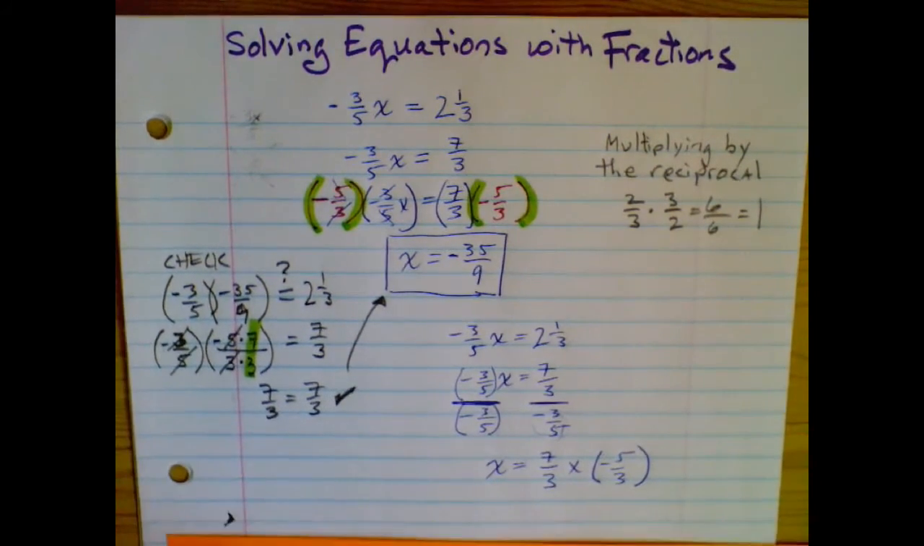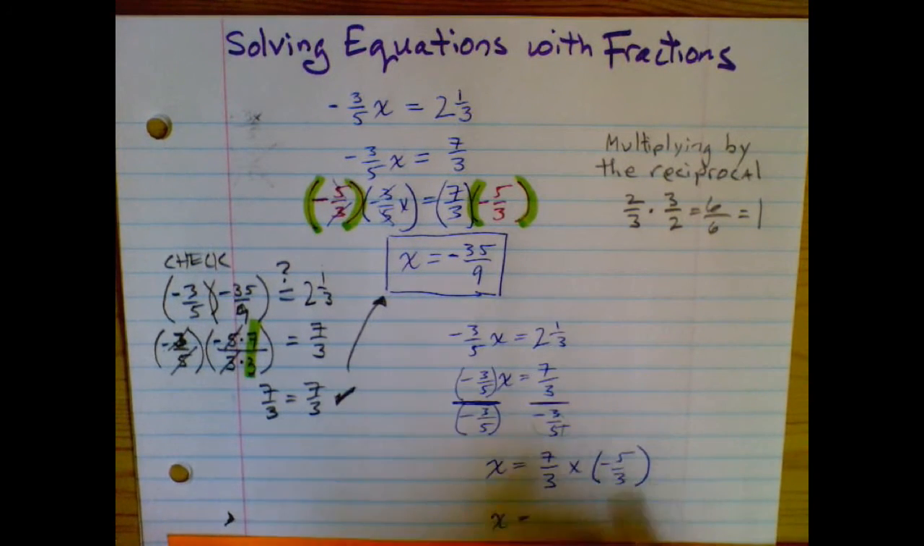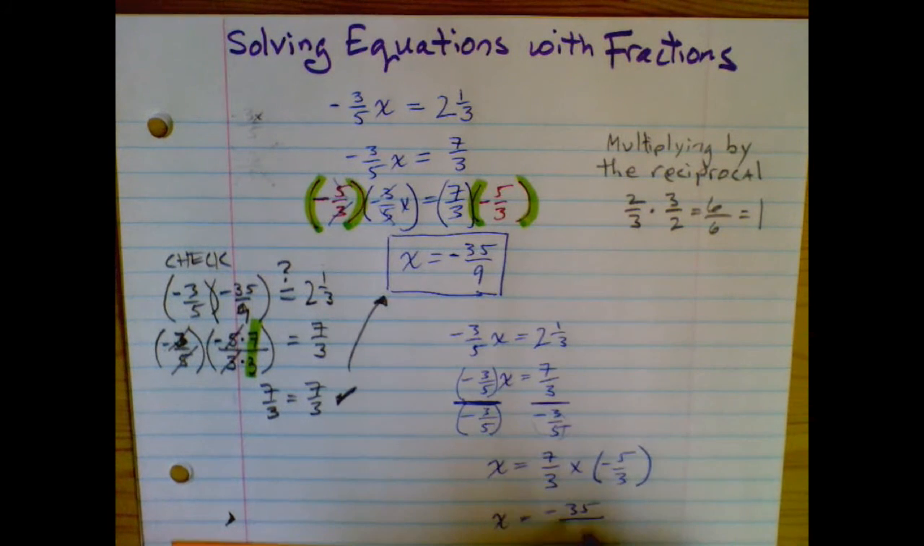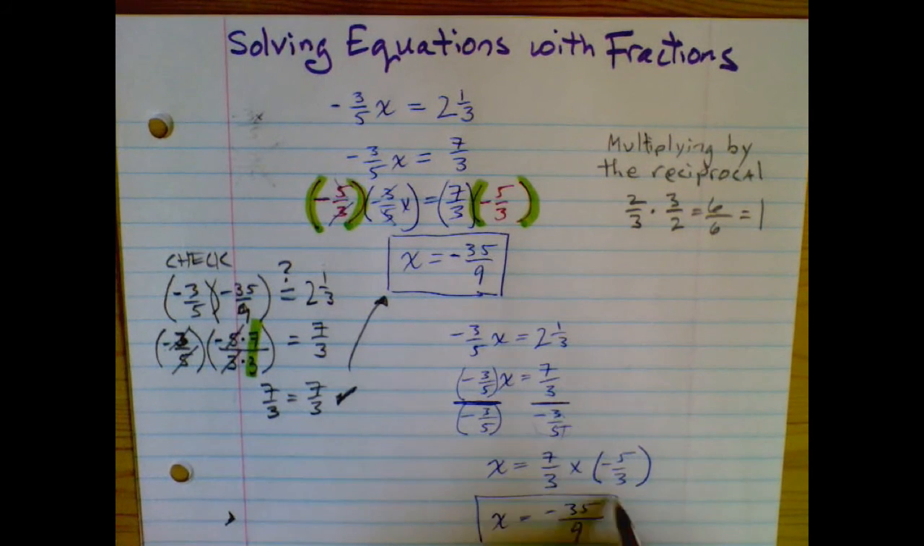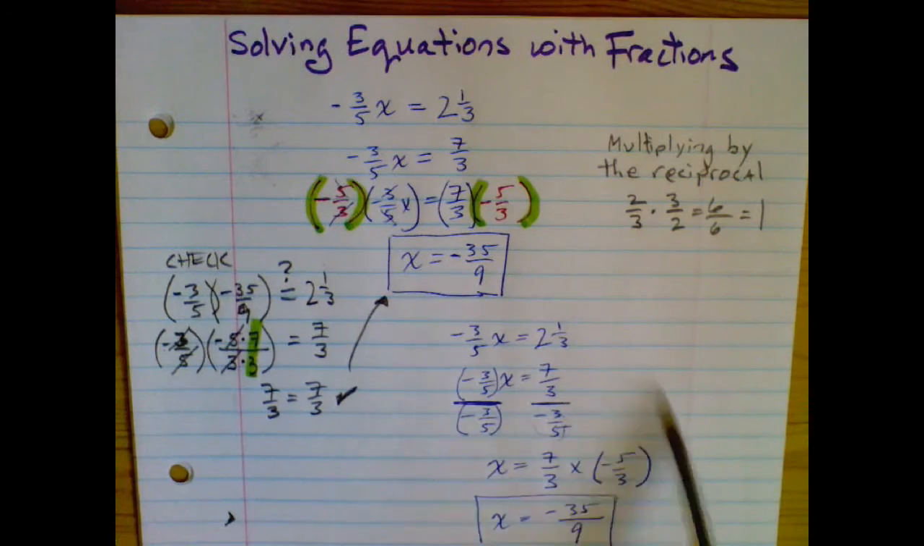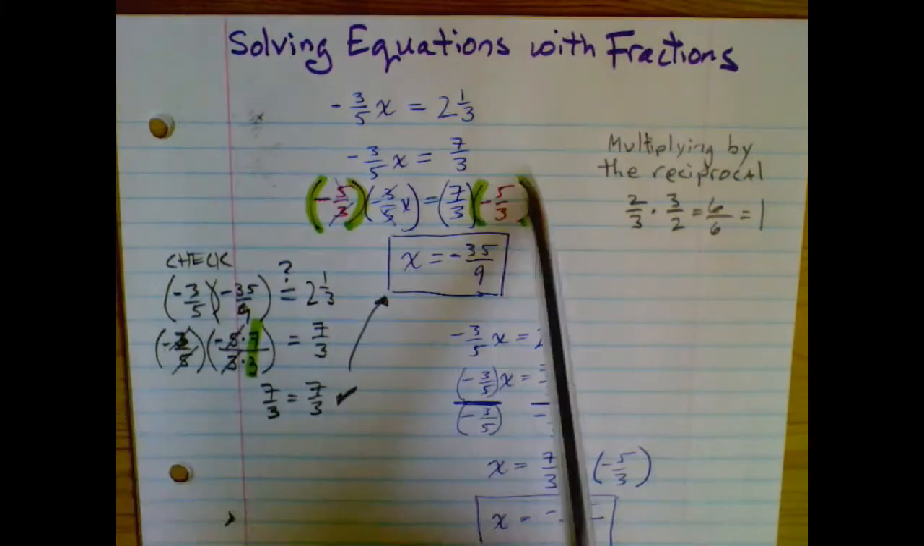When I do that, 7 times negative 5 is negative 35. 3 times 3 is 9. So I still get the same result, but I've used this much space compared to this much space.